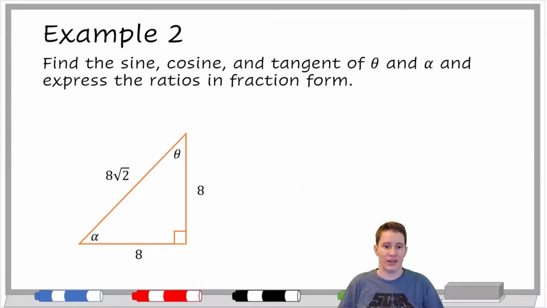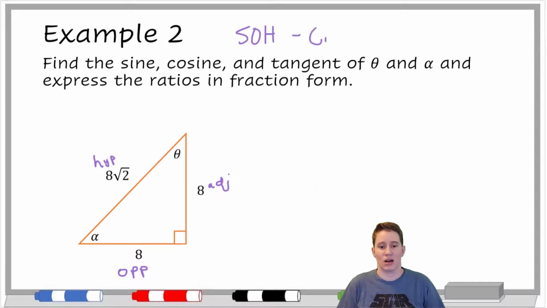Example 2. Find the sine, cosine, and tangent. Oh, this is the same thing we just did, so I guess I don't really need to say all of it again. Okay, so we're going to look for where theta is. It's up here at the top of our triangle. So I can label my sides with hypotenuse, adjacent, and opposite. And remember that our acronym is SOH CAH TOA.